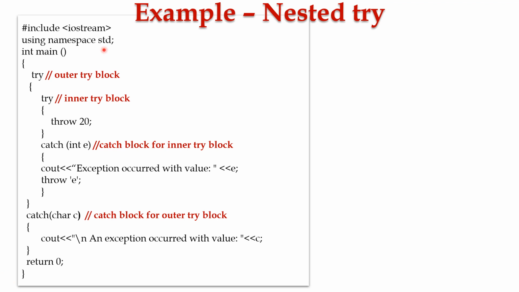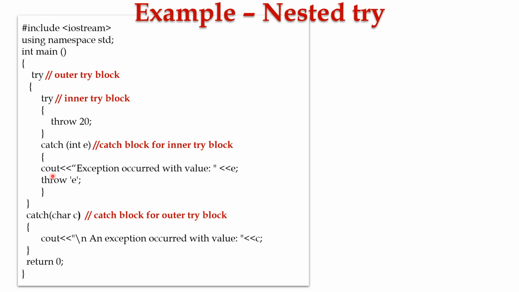Now let's see the execution of the program. We all know that the execution starts from the main function. Now the control moves to the outer try block and then towards the inner try block. There it executes the throw 20 statement. That is, an integer exception is thrown with a value of 20. Now the control moves to the catch block to look for an exception match. The match is found, that is, catch int e. So it catches the exception of type integer with value e.